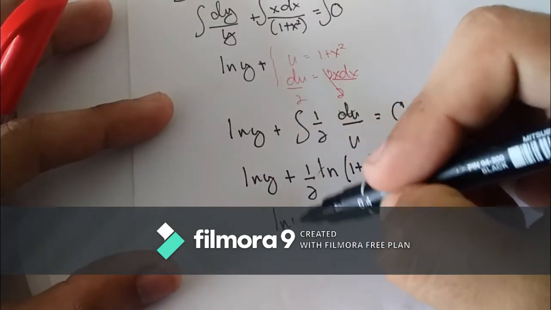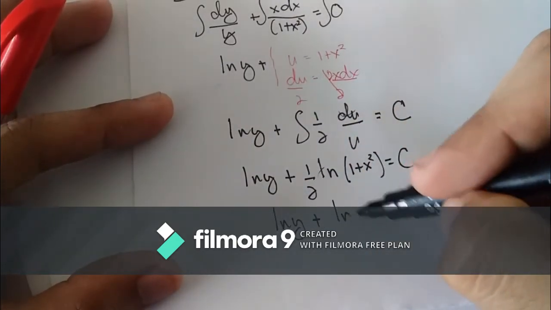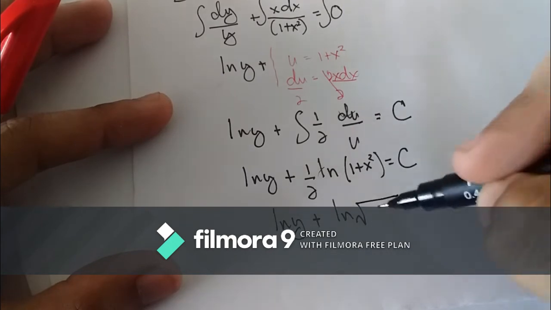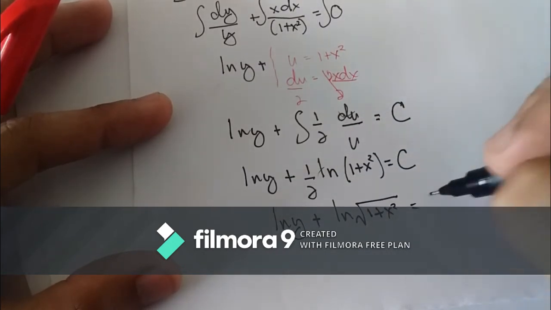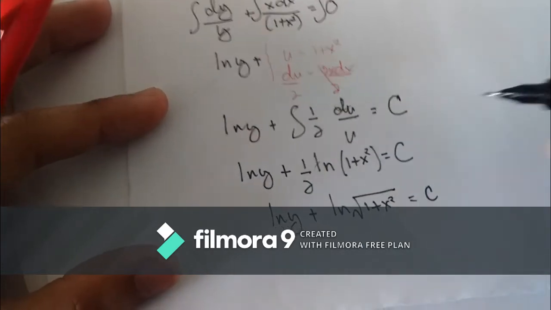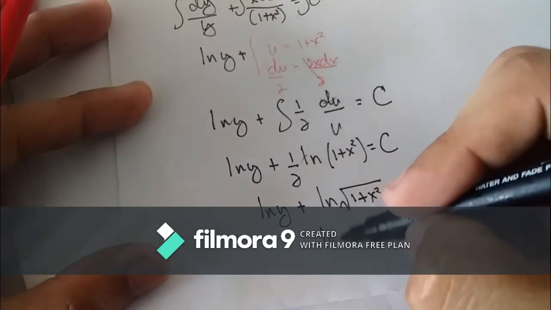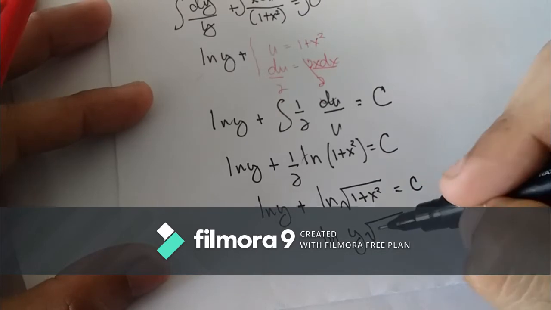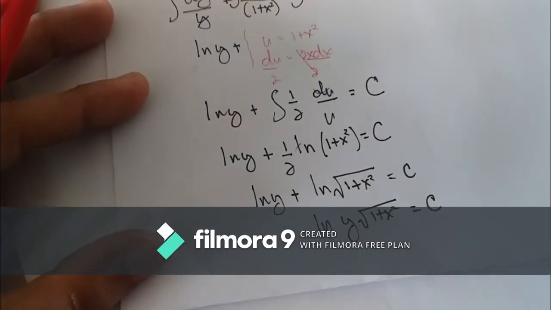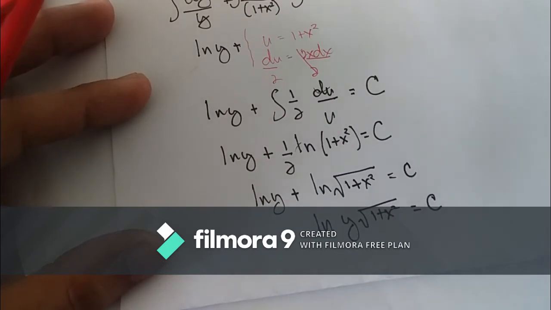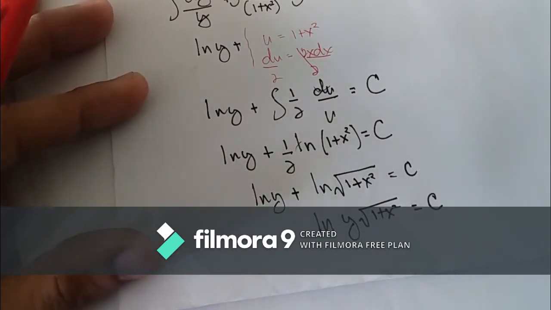So what will happen is ln y plus ln square root, or 1/2, of 1 plus x squared is equal to c. Then we can multiply this one. So ln y square root of 1 plus x squared is equal to c. So we are not yet done, because we want to solve this one in terms of, I mean, in terms of y.